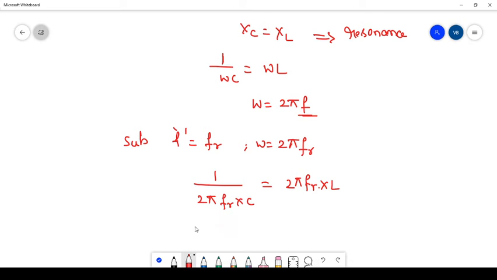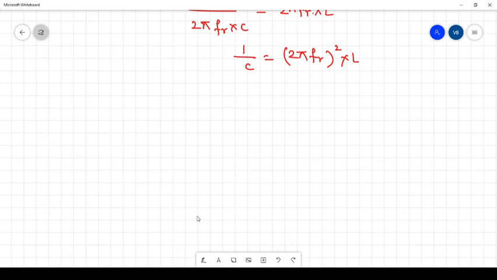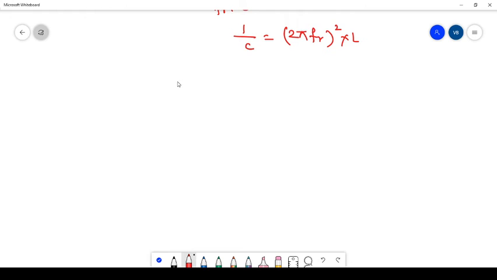Okay, so here we can simplify this one by calculating the fr. Just take it outside, take it this side. So what we get, 1 by c equals 2 pi fr whole square into L. Okay, so again the 2 pi fr I can write like this, 2 pi fr whole square equals 1 by LC. So 2 pi fr.